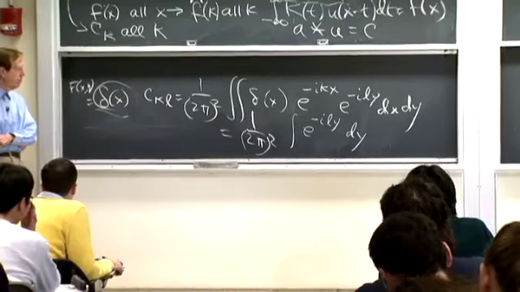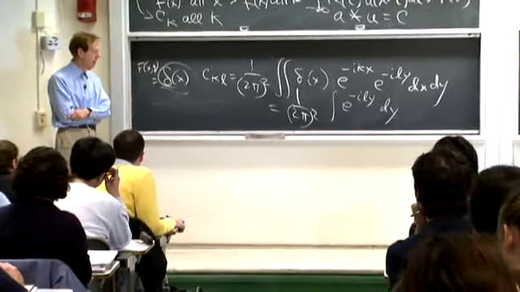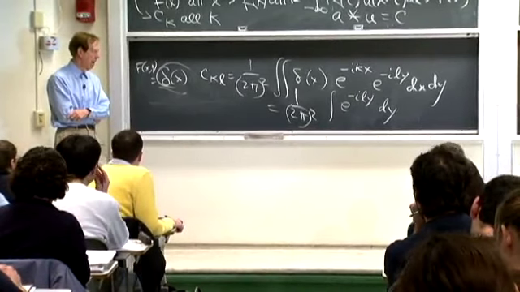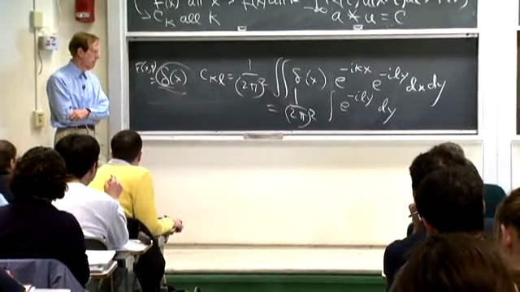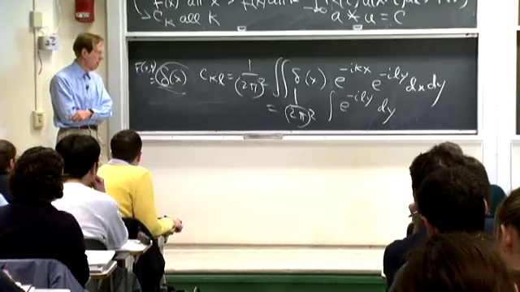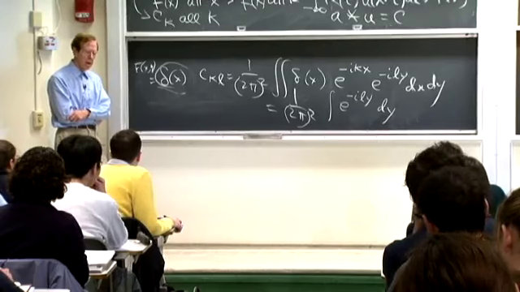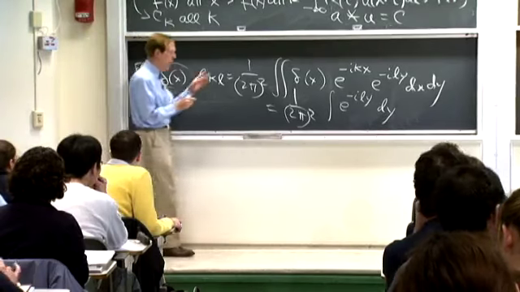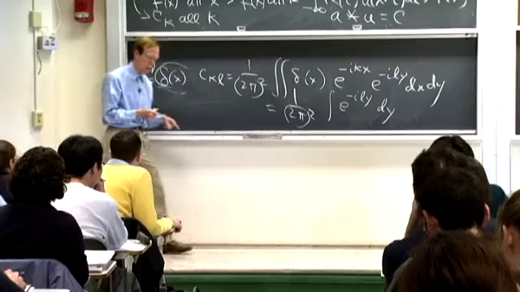It's 2. Wait a minute. Depends on L, doesn't it? So when L is 0, you get 2 pi, and when L is not 0, you get 0. So it's going to depend on whether L is 0 or not. Is that right?